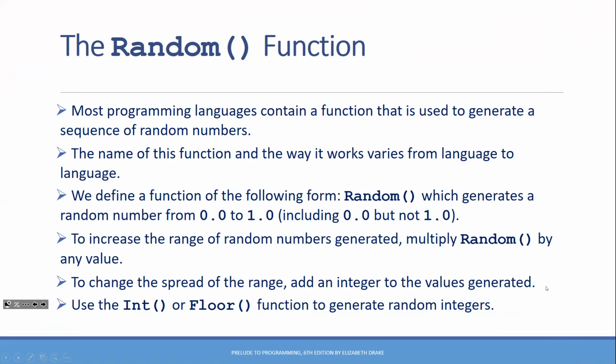So to change the spread of the range, add the integer. You saw that, the input where we had 0, 1. We could have 0, 7 if we wanted our random numbers to be within that range of 0 to 6.